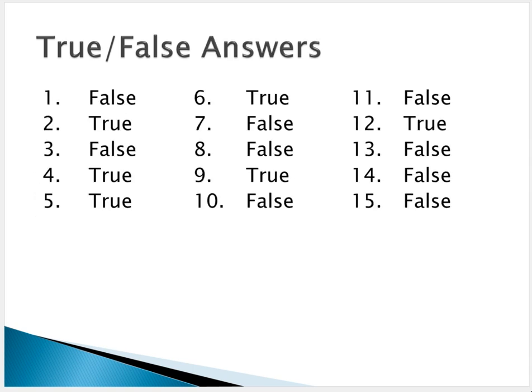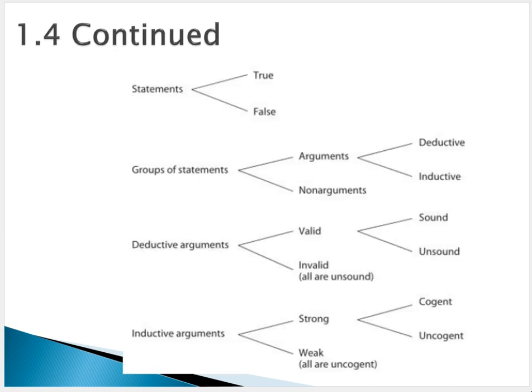And here we go. Here are your answers for all 15. Let's see how you did. In your textbook, there is also this nice little flow chart, which I thought was really nice. Statements are either true or false. Groups of statements are either arguments. It just kind of flows through evenly.